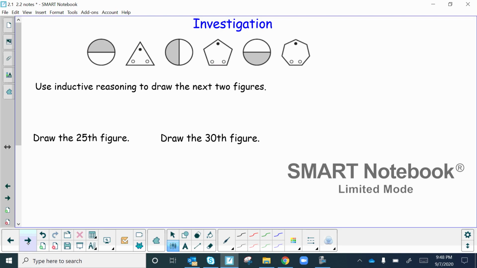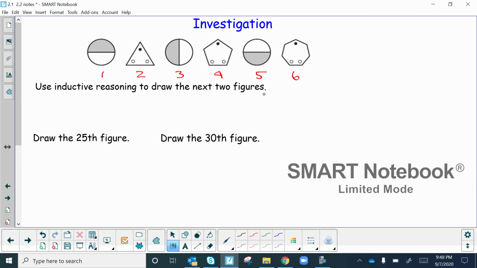Look at this next pattern. This next pattern deals with an actual picture of patterns. Okay, so I have a circle and I have some polygons. So I'm going to use inductive reasoning to draw the next two figures. So one thing that I like to do is I like to number the terms. So this is term number 1, 2, 3, 4, 5, 6. Okay. So the next one that I'm going to do is 7 and 8.